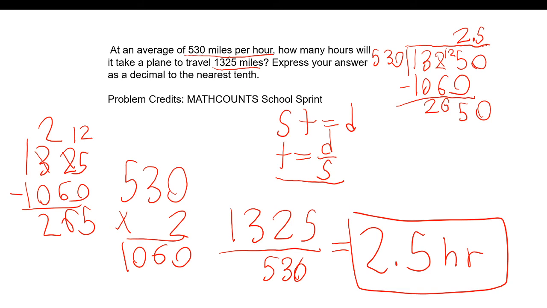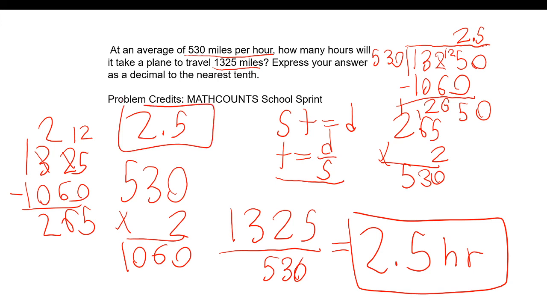Now take a look at 265. How is 265 related to 530? That's what we're going to check in the guess and check. So we just do 265, and we see that if we multiply by 2, let's test what happens. 5 times 2 is 10. 6 times 2 is 12. 530. And this is half of 530, which means we have a 2 over here. We slap on half, we get 2.5. Decimal, nearest tenth, that's our answer.